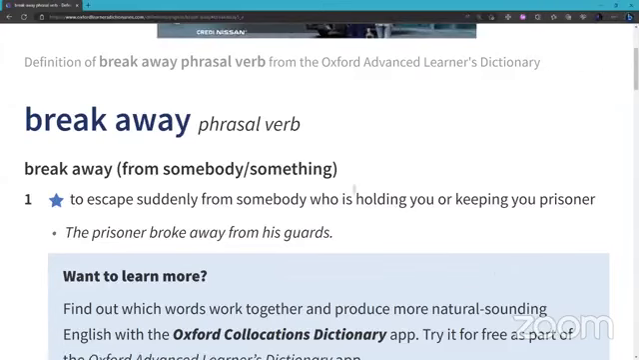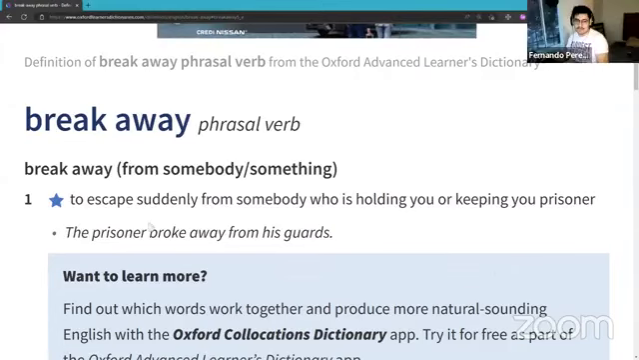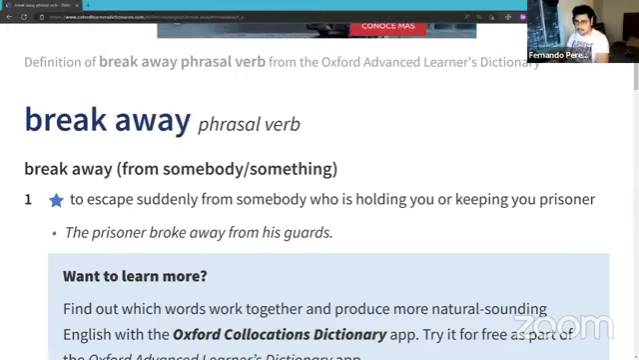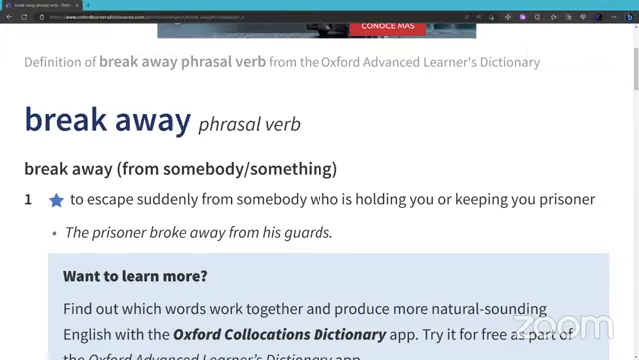Okay. Please read the definition and give me the example. Our definition: break away. To escape suddenly from somebody who is holding you. To escape suddenly from somebody who is holding you or keeping you prisoner. Okay. Do you get it? Yes.